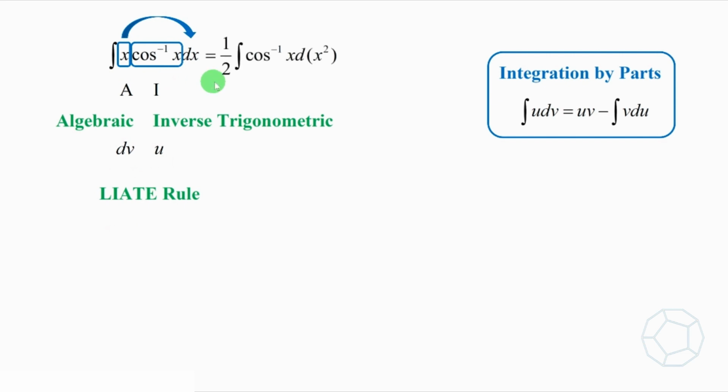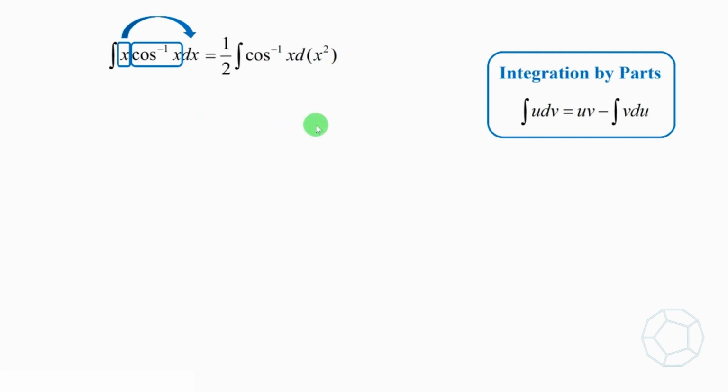So the integral is equal to 1 over 2 times the integral of arc cosine x d(x squared). Comparing with the formula of integration by parts, u is equal to arc cosine x and v is equal to x squared. So the first term is the product x squared times arc cosine x. The second term is the integral, by swapping u and v, which is the integral of x squared d(arc cosine x).